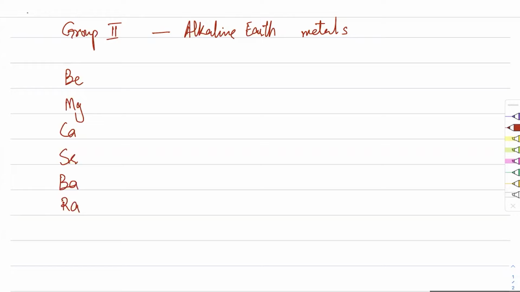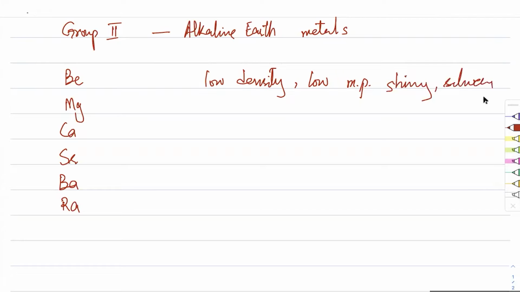For example, their melting point decreases downwards. They have low densities, so all of them have low density, and a relatively low melting point compared to transition metals, but of course more than the other metals like group 1 metals that we talked about. They are all shiny. They all have a silvery surface, and that is basically their physical properties.